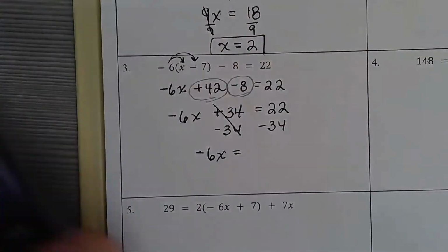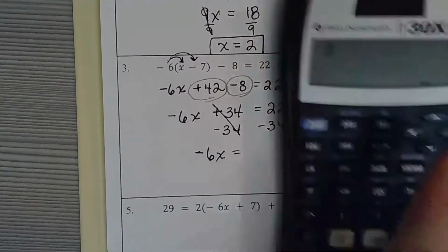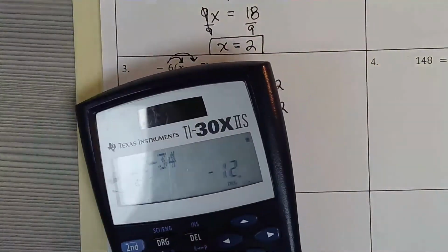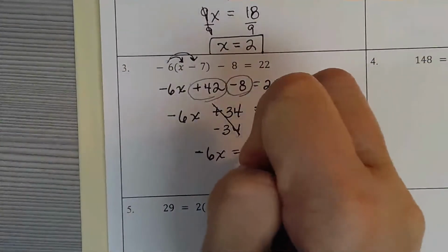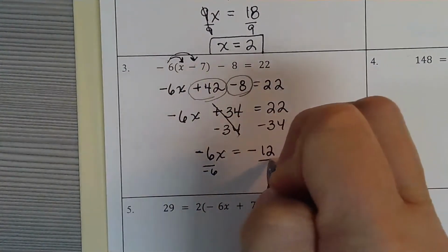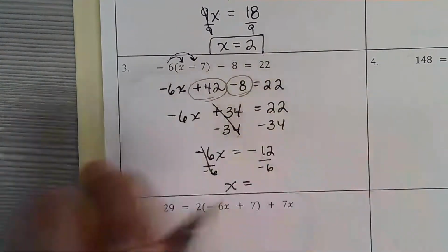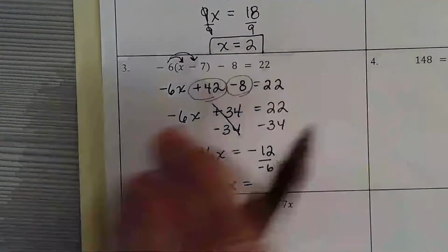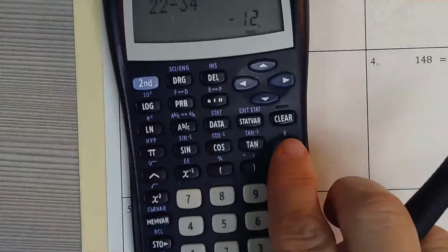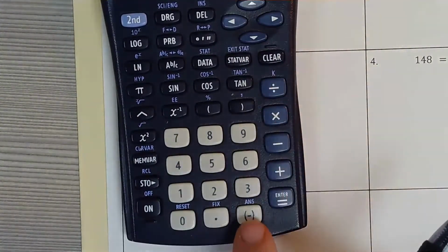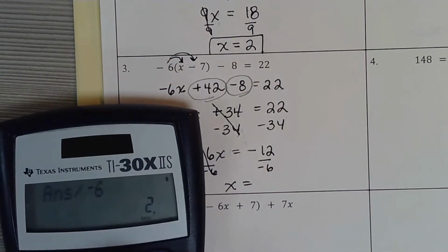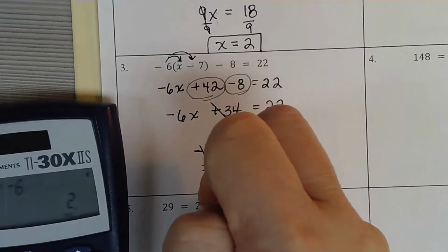-6x equals 22 minus 34. 22 minus 34 is -12. And your last step, get rid of multiplying by -6 by dividing by -6. X equals, now I need to do -12 divided by -6. I already have a -12 in my calculator, so leave it and then hit divided by -6. So we had -12 divided by -6 is +2.